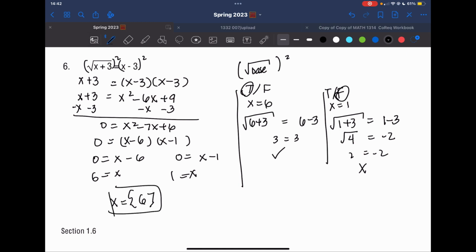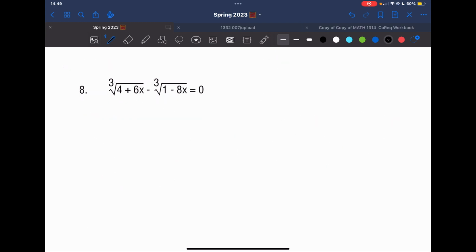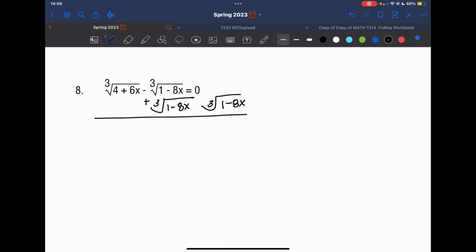Those are supposed to be like the cube roots, but you have to have one on each side in order to do the reciprocal operation. So we're going to add the cube root of 1 minus 8x, excuse me, to both sides. And then altogether it's the cube root of 4 plus 6x equals the cube root of 1 minus 8x.